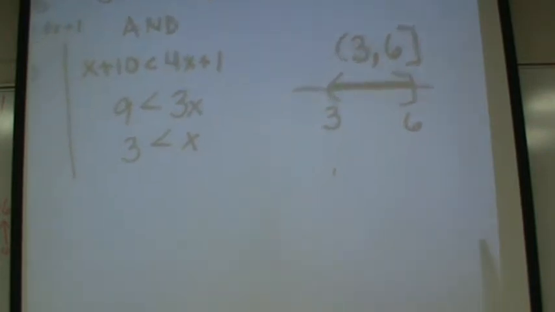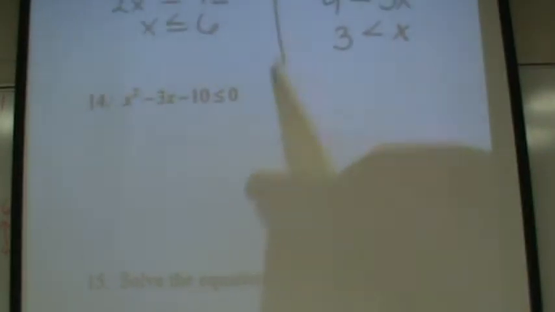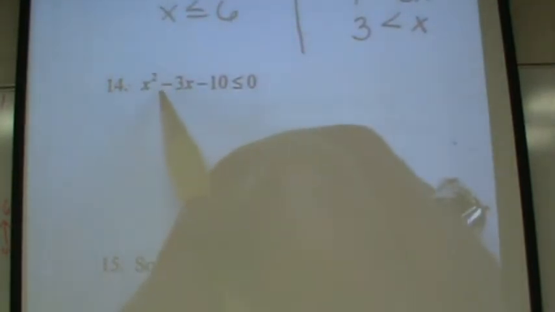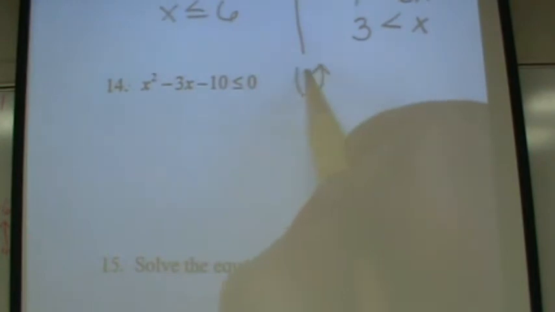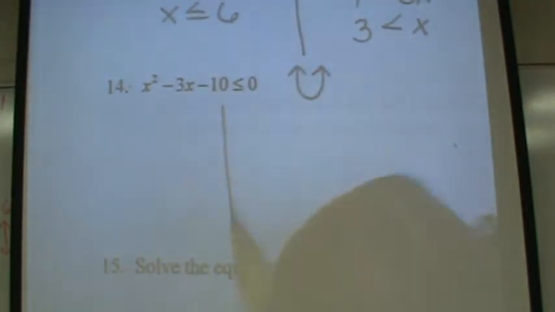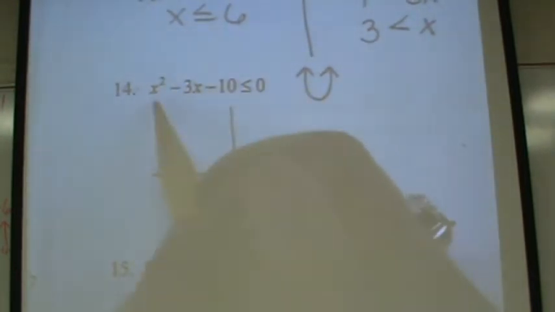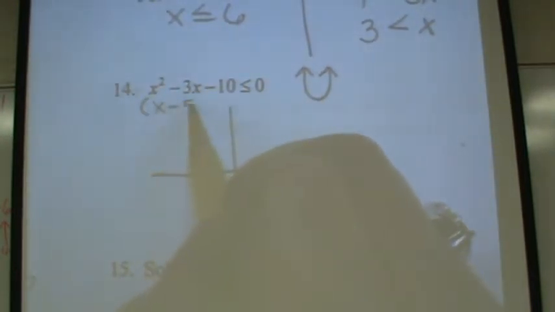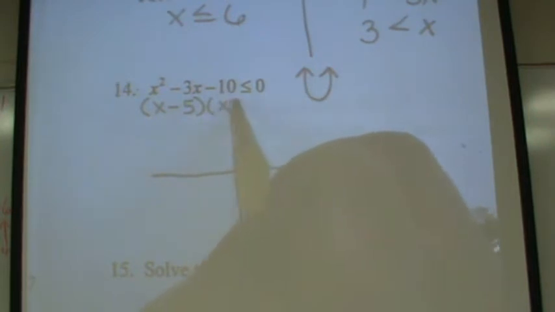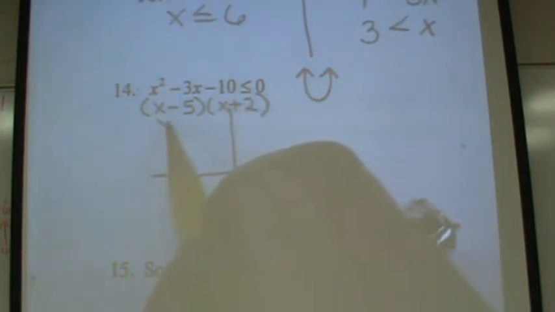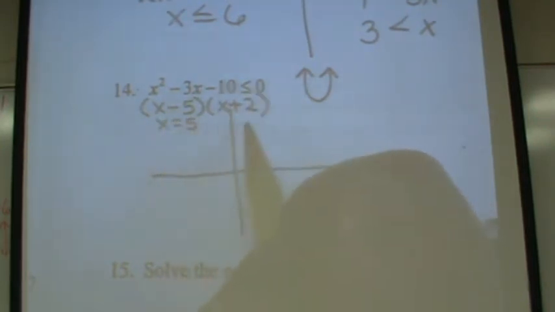Now 14, you should recognize, what is this? What does it look like? It's a right side up parabola. Okay, so what are the two critical numbers? Well, you have to, the x-intercepts. So you factor this out, x minus 5, x plus 2. So 5 and negative 2 are your x-intercepts.